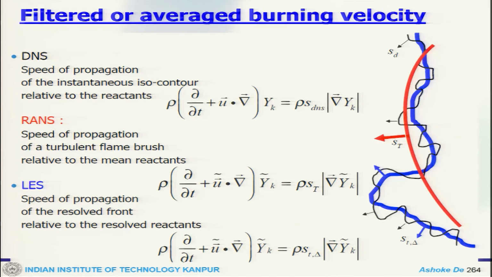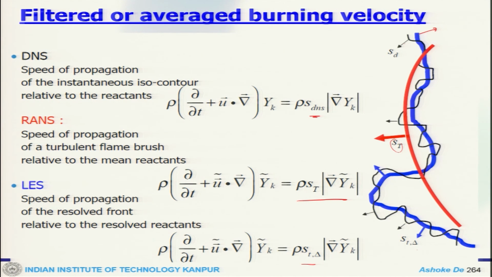Now one can use this filtered or averaged burning velocity, which either in a DNS situation you get like this. This is an instantaneous flame front, this is the mean flame front, where this is your turbulent burning velocity, there is the displacement speed, and this is the subgrid stress. Now in RANS, the speed of propagation is relative to the mean, and in LES, it is relative to the resolved reactants, and one can correlate from this and use those expressions.